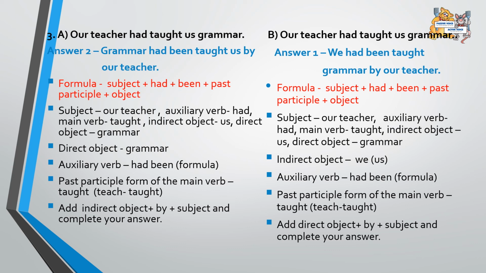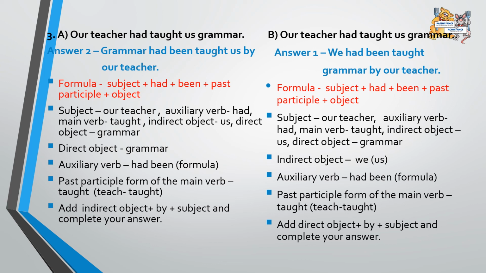Now we are going to use the indirect object. The indirect object gives the answer to the question to whom. To whom does the teacher teach grammar? The answer is to us. So us is the indirect object. Let's begin the passive voice sentence with the indirect object. Here the object pronoun us becomes the subject pronoun we.